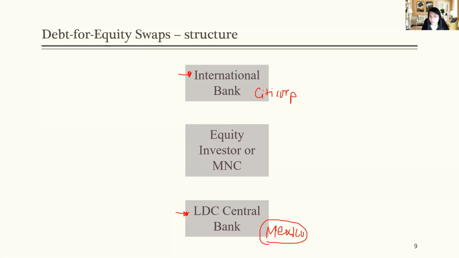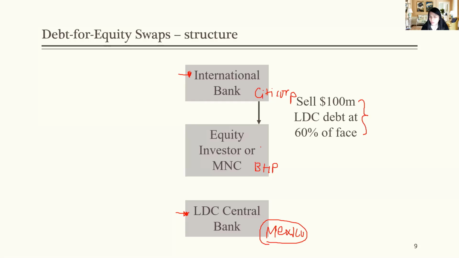So instead of losing everything on their loan, they're going to introduce an equity investor or a multinational company that wants to invest in the debtor country, being Mexico in this case. Let's say this is PHB. So under this agreement, the original bank agrees to sell off their loan to the third party, to the multinational company, at a discount, right? So here they get to sell the debt at 60%, meaning they recoup 60% of the debt rather than losing 100%.